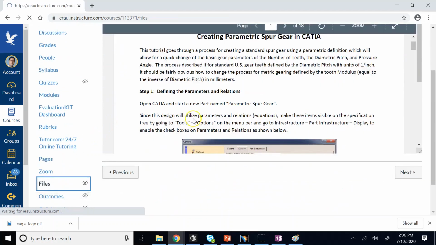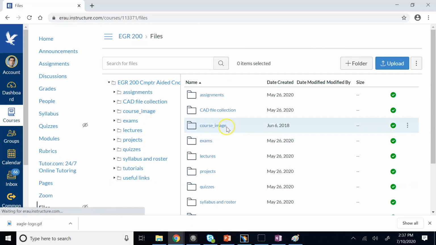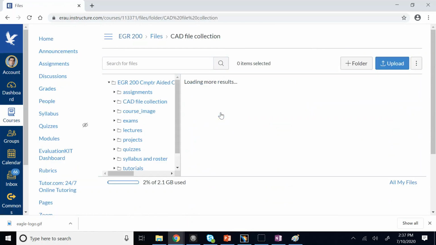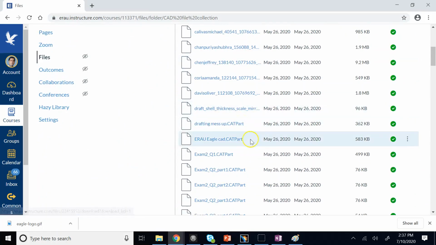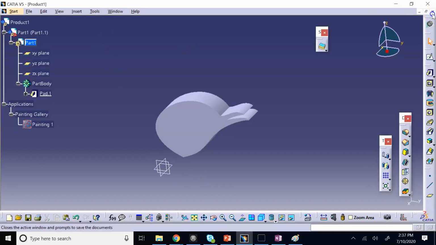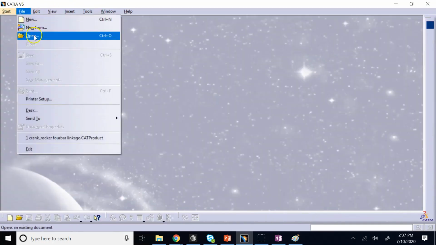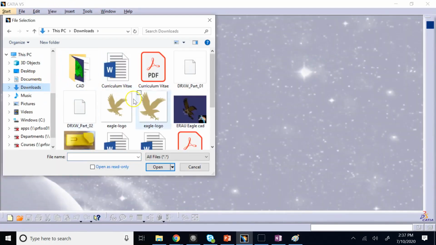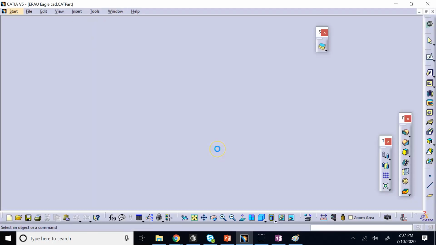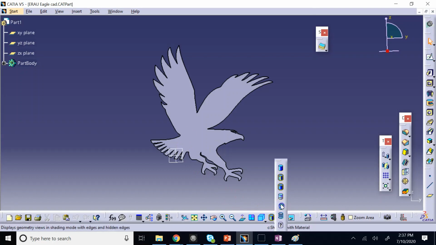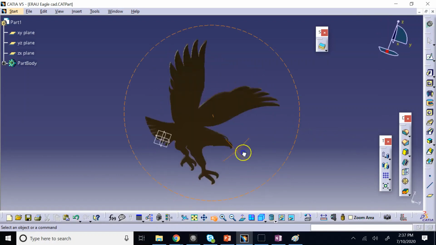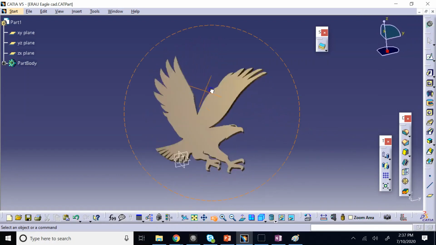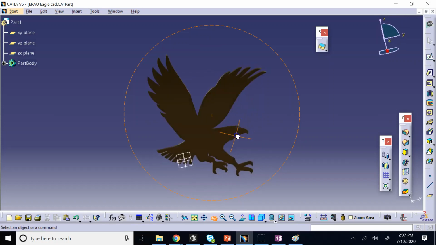So here, for the last thing, I'll show you one of the files I made myself, if I can find it. It's called Eagle, the Eagle CATPart here. I used this tool, and here we go. And I applied gold material to it. So you can easily replicate this part.